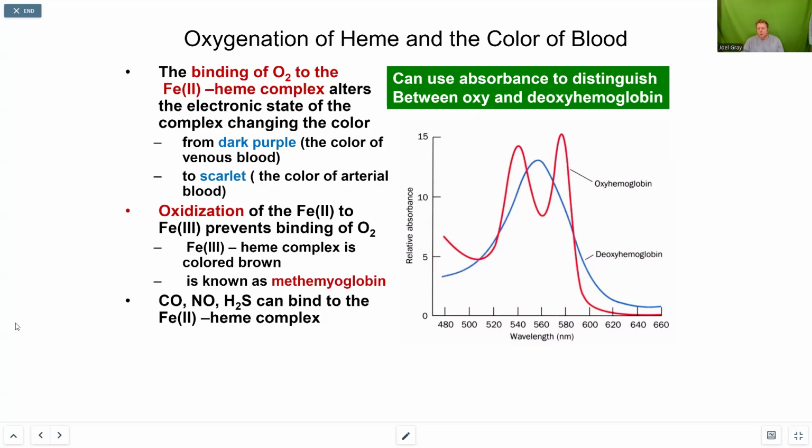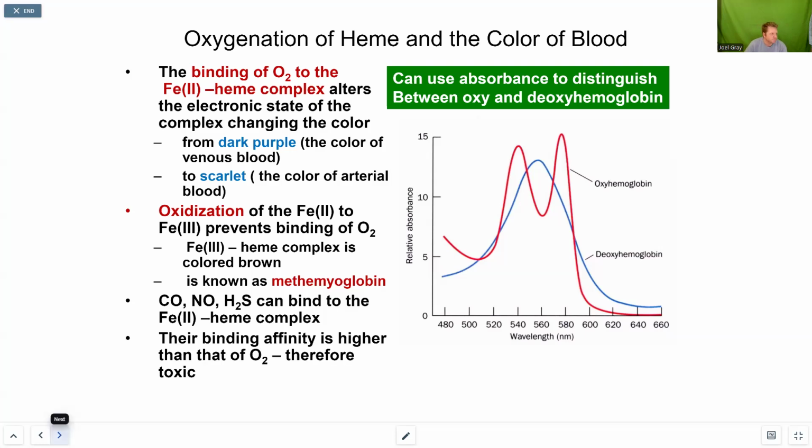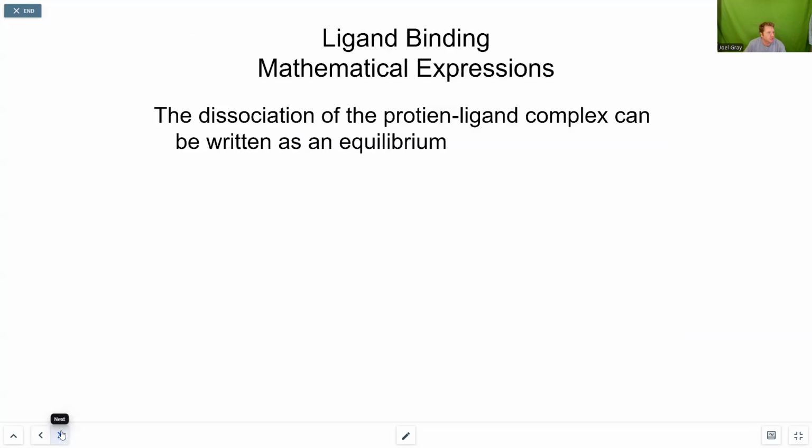Okay. So in addition to oxygen being able to bind that Fe2+, carbon monoxide, NO, and H2S are all capable of binding to that Fe2+ heme complex. Now, their binding affinity is higher than that of O2, which is one of the reasons that all these different gases are toxic. Now, the way that we're getting into this discussion of oxygen binding curves is ligand binding mathematical expressions. The dissociation of a protein-ligand complex can be written as an equilibrium.